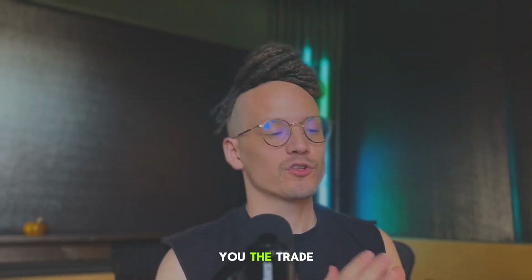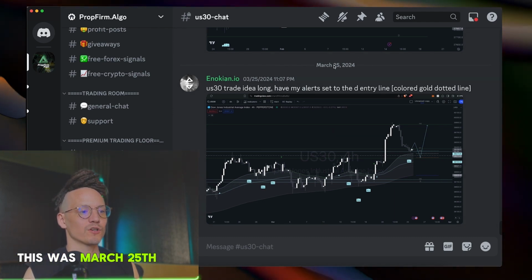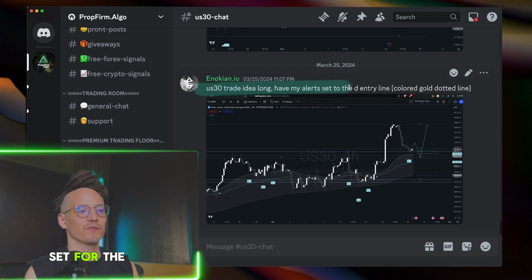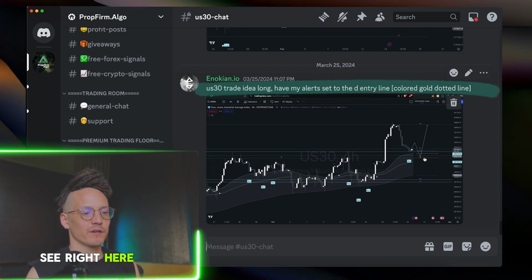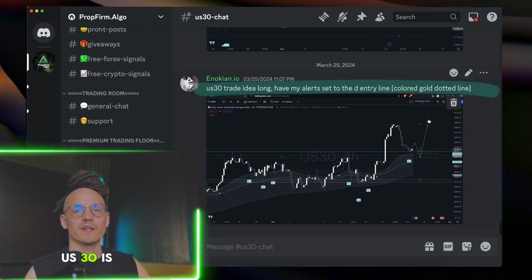For starters, I'm going to show you the trade that I sent out in the private Discord of PropFirm Algo. This was March 25th. I sent out a US30 trade idea long, have my alert set for the D entry line, colored gold dotted line. You can see right here, this is where I drew up the lines. I sent it out to the chat and we're going to look at where US30 is today.